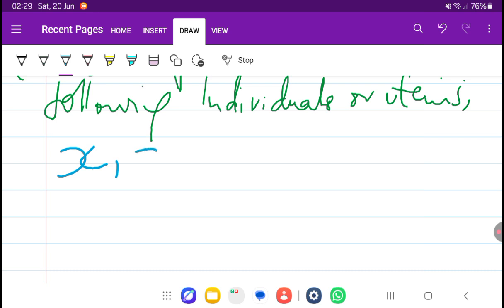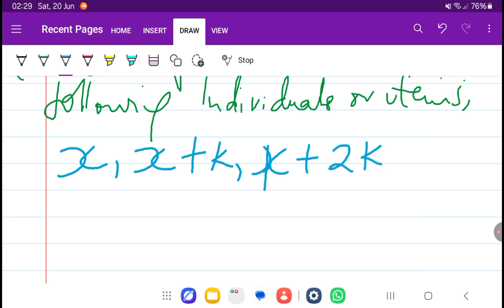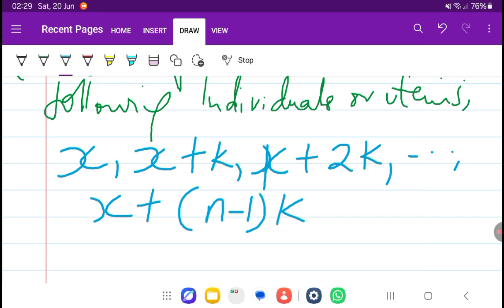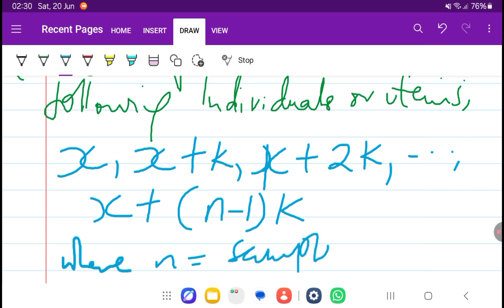Then the next number will be x plus the k that we created. The other number will be x plus 2k. Then we move until we get that number x plus (n minus 1) times k. So we base this on n, remember this n, where n is the sample size, depending on the sample size that we want to create.